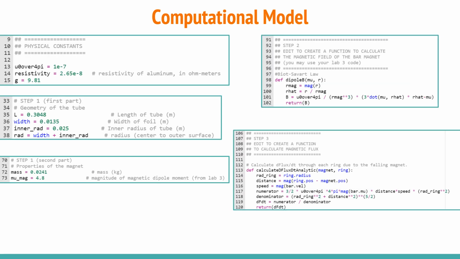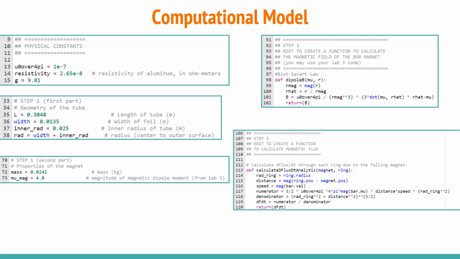Next, we're asked to create a computational model in GlowScript. After familiarizing myself with lecture video 43, Force on a Magnetic Dipole, I used the Lab 5 starter code to create a computational model of the magnet falling through the tube. In the starter code, the bar magnet is modeled as a point dipole, and the conductive tube is modeled as a stack of non-interacting conductive rings. First, I inserted the measurements of the tube, including length, radius, and thickness, and the magnetic moment of the bar magnet found in Lab 3.